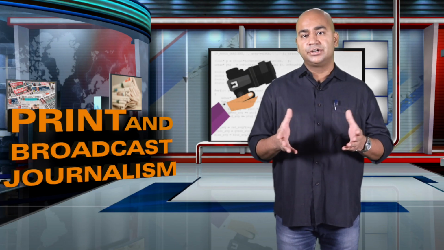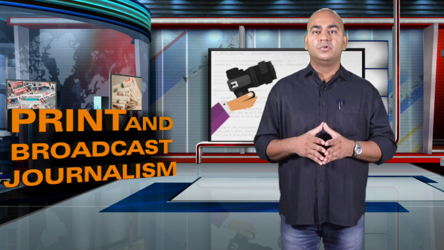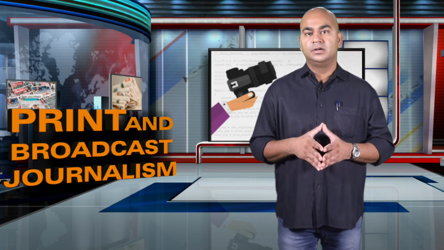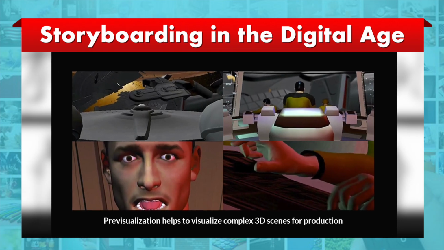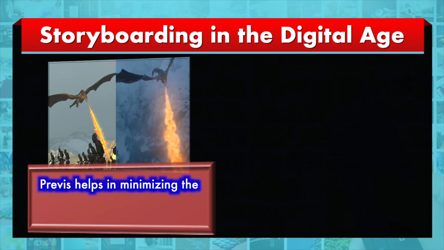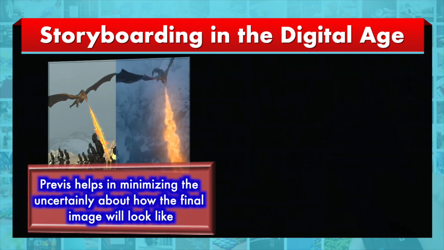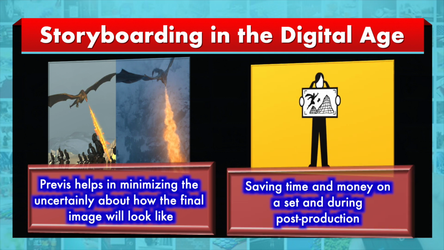This shift has introduced an in-between stage for a more controlled pre-production phase called digital pre-visualization, also often referred to as pre-viz. For television and live-action films, storyboards are quick sketches now, or more specifically thumbnails, as the rest is taken care of in the next step, pre-viz. Pre-viz helps in minimizing the uncertainty about how the final image will look like, also saving time and money on a set and during post-production.